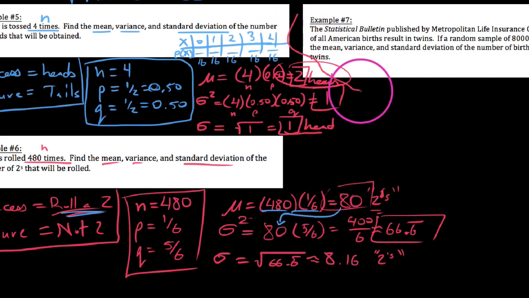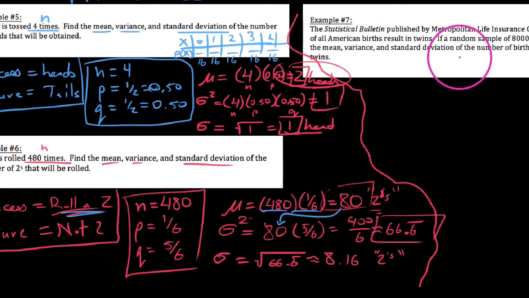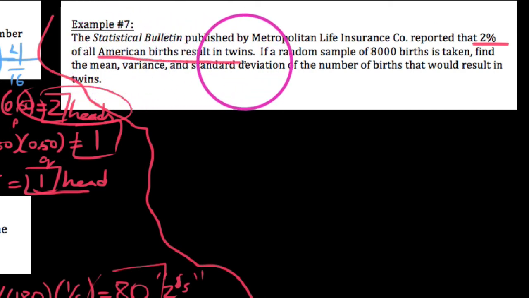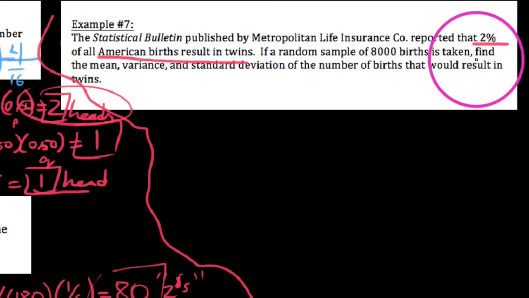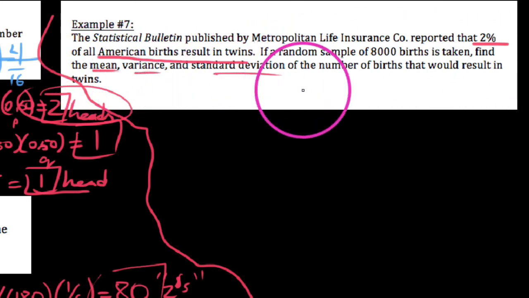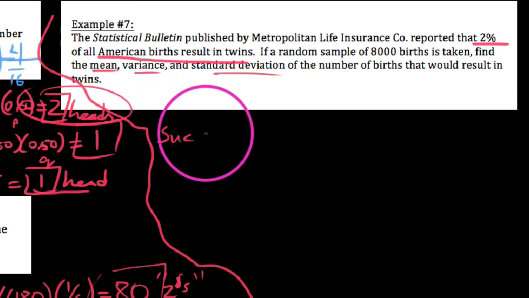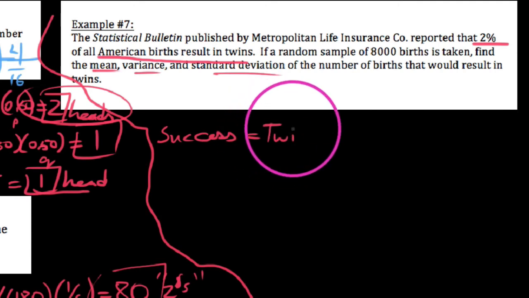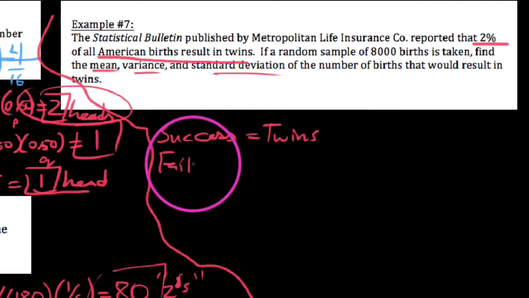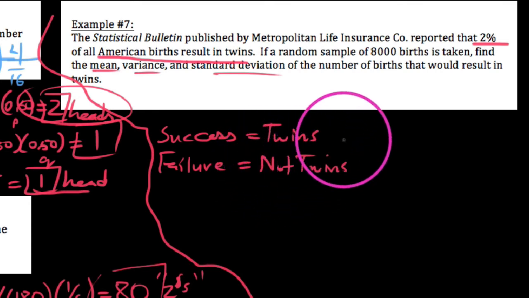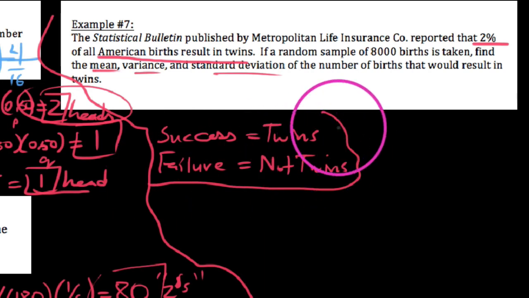Okay. Now, last but not least, let's do a little bit more practical application here. If we were actually collecting data on things, like if we're a life insurance company, this one says the stat bulletin published by Metropolitan Life Insurance Company reported that 2% of all American births result in twins. Okay. So it says if a random sample of 8,000 births is taken, find the mean, variance, and standard deviation of the number of births that would result in twins. So starting with what we know, we say, all right, success. Success, in this case, we care about twins. So failure, not that that's a bad thing, but we say not twins, or twins bar, if you want to represent it using proper notation. Twins with a bar over the top.